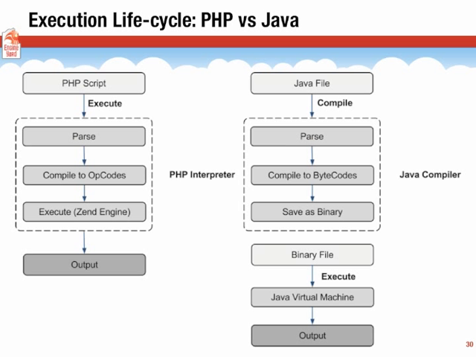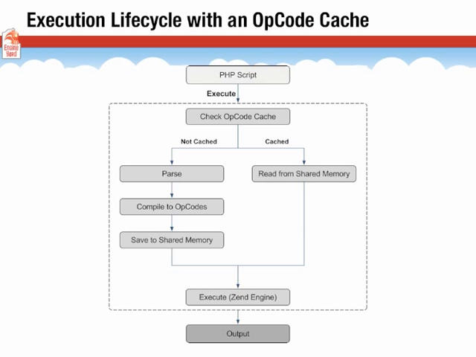The biggest difference between the two is that with Java, we are saving the state of our compilation process for later reuse. When we add an opcode cache, we are effectively doing the same thing, except instead of storing it in a file on disk, we're storing it in shared memory, and each time the code is run, we verify we have the latest version, and if not, recompile and cache again.